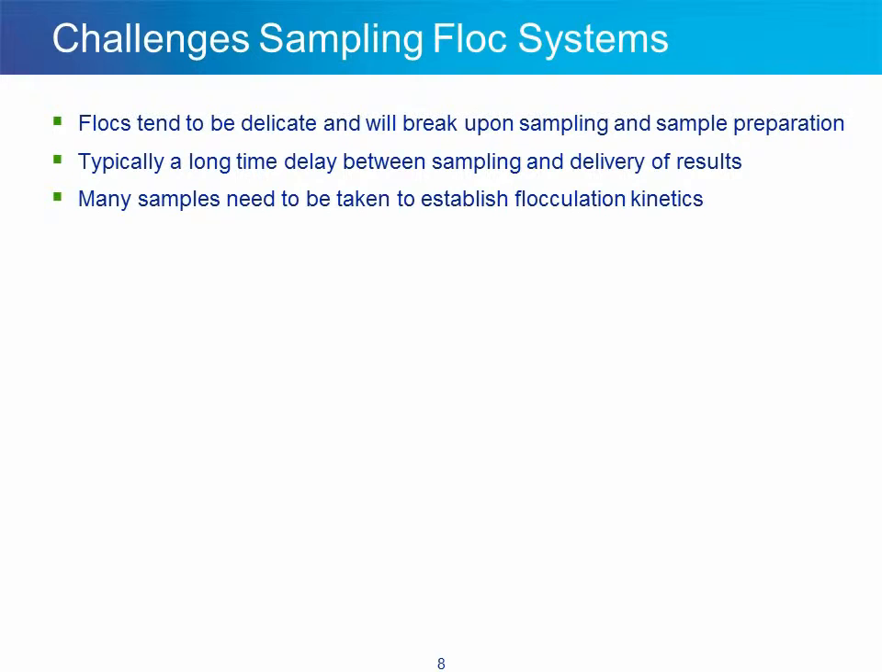Thirdly, many samples need to be taken in order to establish the flocculation kinetics. Typically a sample might be taken at the beginning of a process or at the end of the process in order to understand the beginning state and the end state. But in order to establish kinetics and to develop a deeper understanding of this flocculation process, many samples need to be taken, and this can be a limitation. When there are fast process changes, which can be typical in flocculation, it's possible to miss these changes if you rely on sampling. You might take a sample at just the wrong moment and may miss the flocculation process itself. So these are some of the challenges associated with sampling floc systems.